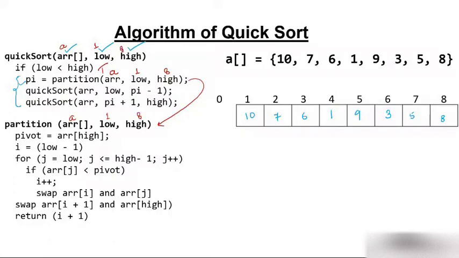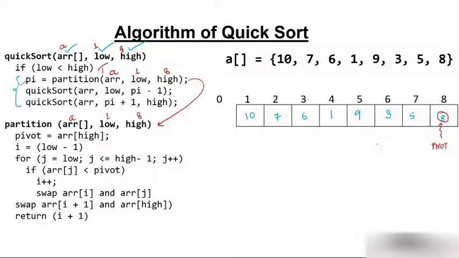What I'm doing, I'm making pivot equal to array high. What is array high? Array 8. What is there in array 8? Array 8 has 8. So this element is now passed to pivot. So this element is now pivot.